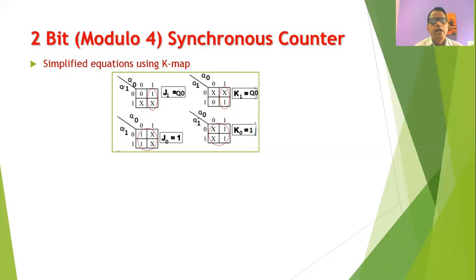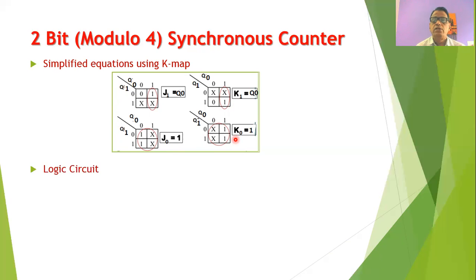Now, when you make the entries for the Karnaugh map of J0, you will find that all the blocks have been filled with 1 or X, and therefore there is a quad formation, and therefore we can write the equation J0 is equal to 1. And similarly, we can write the equation K0 is equal to 1.